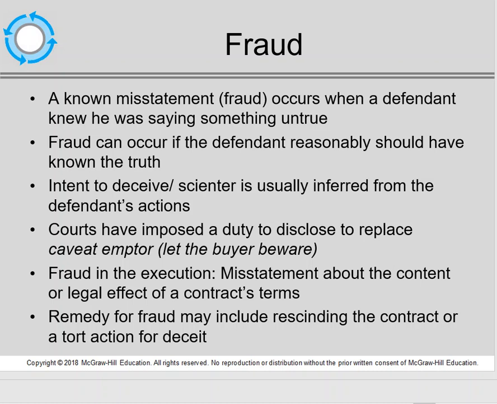The 6th element that a plaintiff must prove in order to prove fraud was that the statement was knowingly made. Thus, the plaintiff must prove that the defendant knew the statement was untrue or possessed enough information so that he or she should have known the truth, or made the statement without sufficient information, known as recklessness. The 7th element is intent to deceive, otherwise known as scienter. Scienter looks to the mental state of the person who made the statement, the defendant.